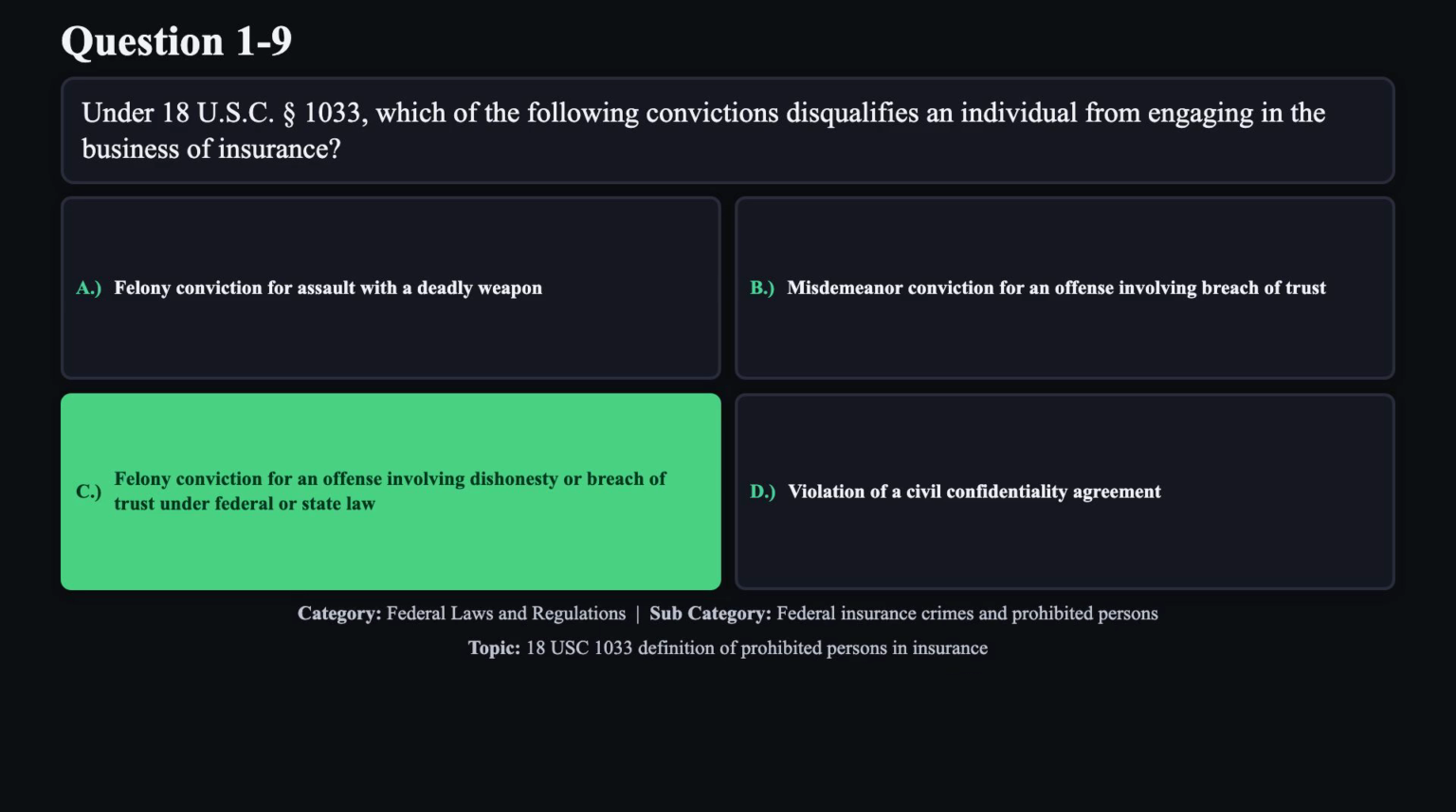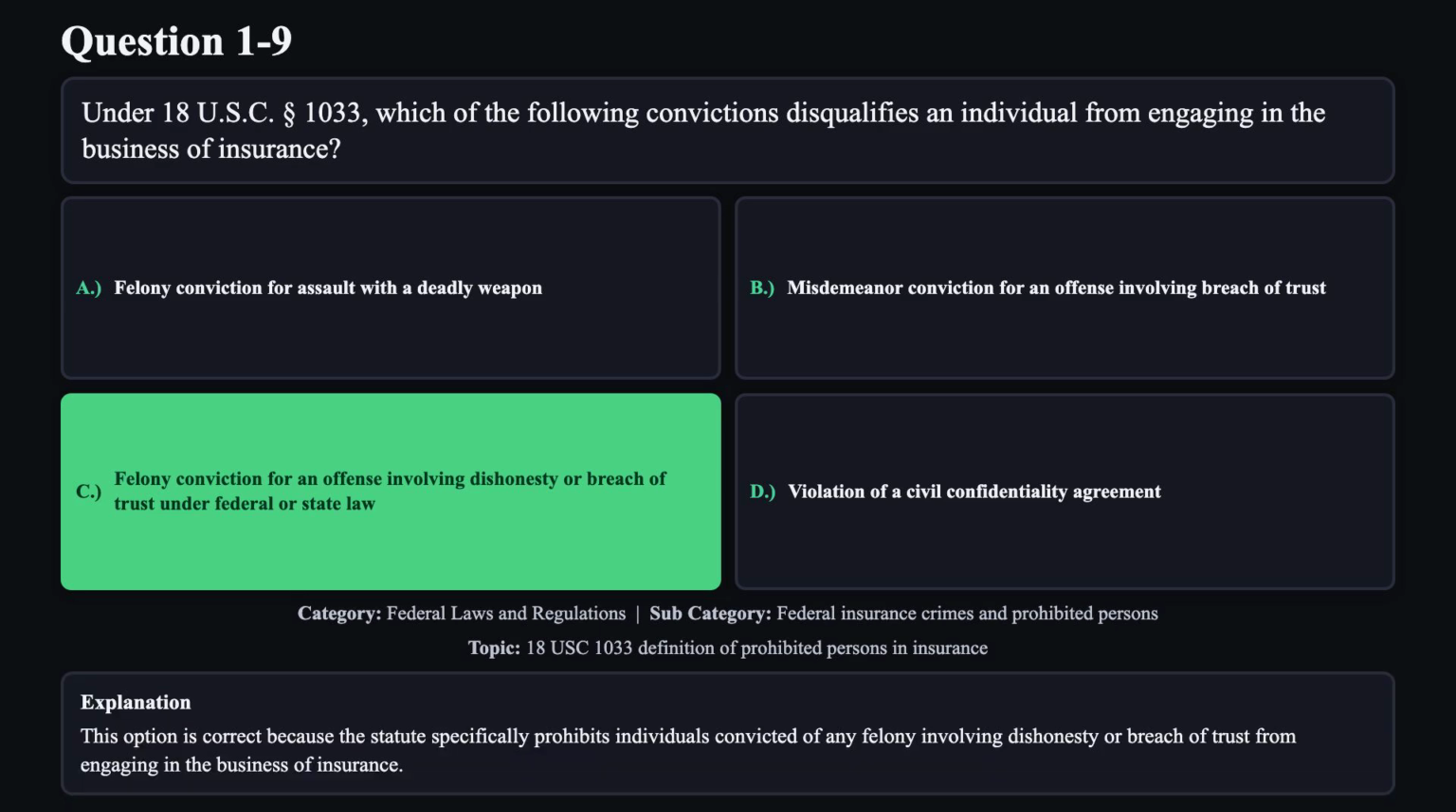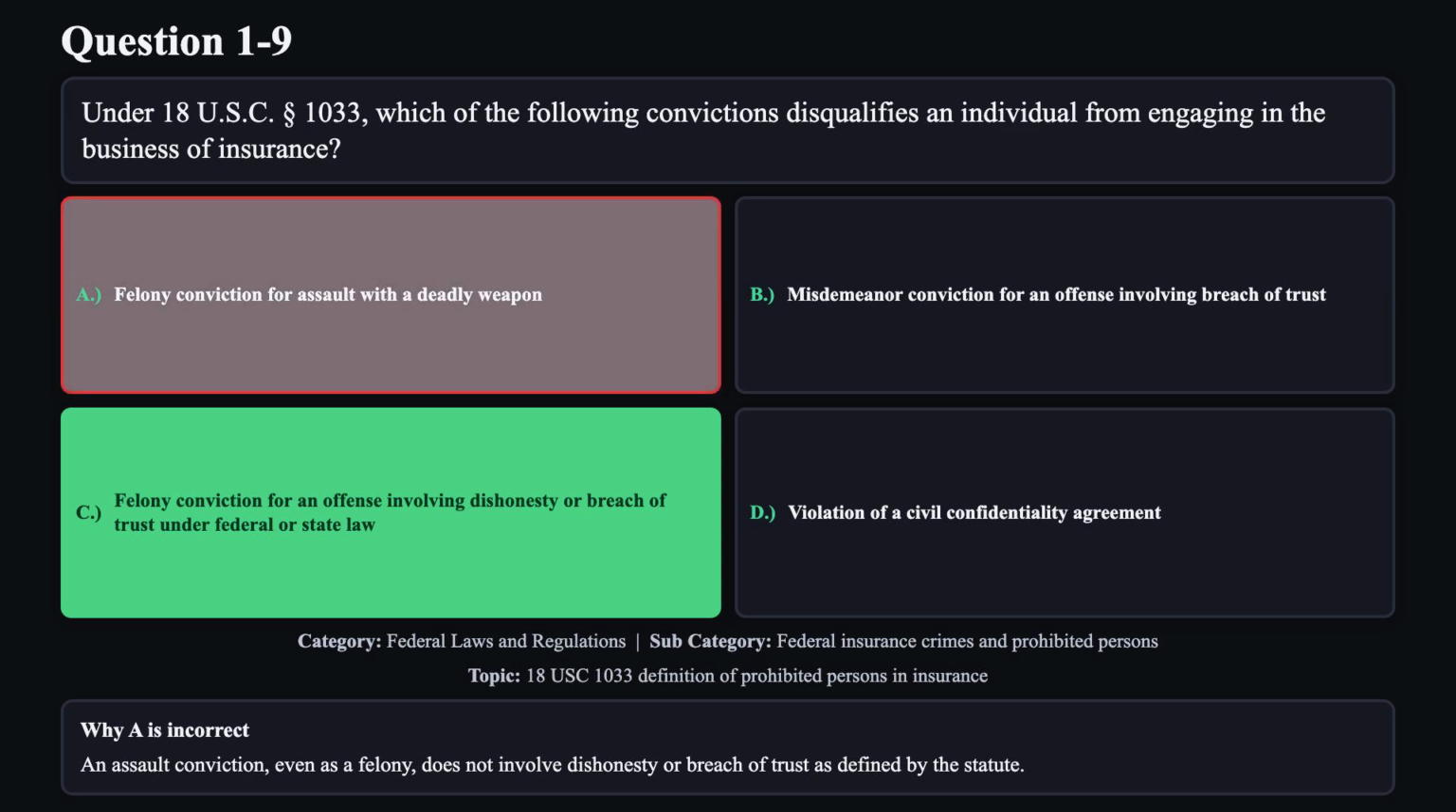The correct answer is C. This option is correct because the statute specifically prohibits individuals convicted of any felony involving dishonesty or breach of trust from engaging in the business of insurance. Reason A is not correct. An assault conviction, even as a felony, does not involve dishonesty or breach of trust as defined by the statute.